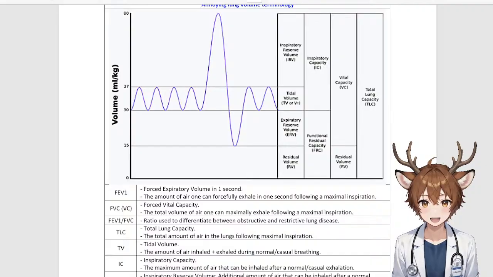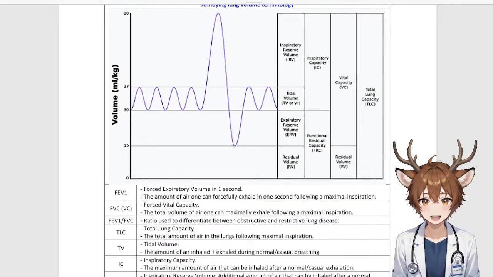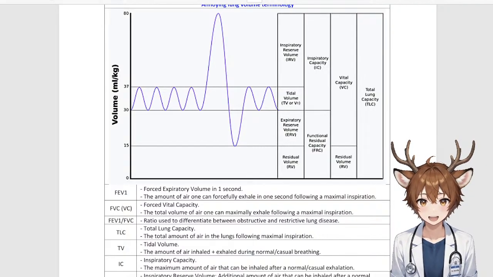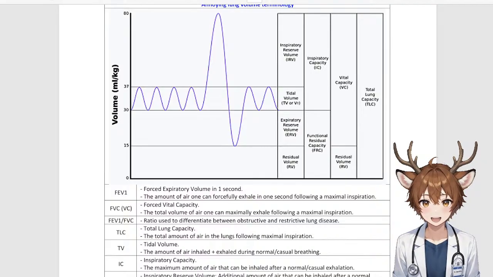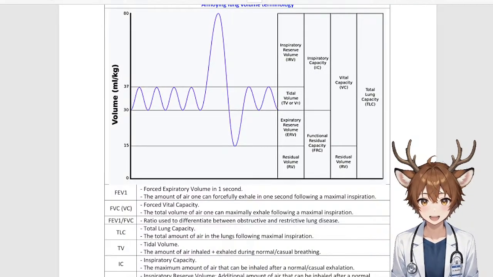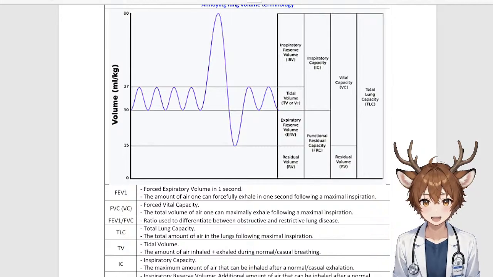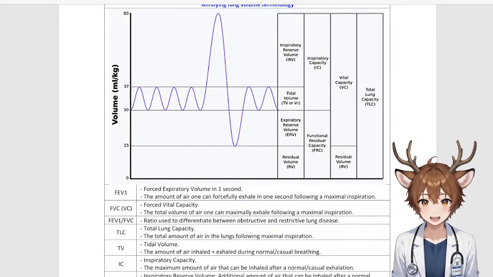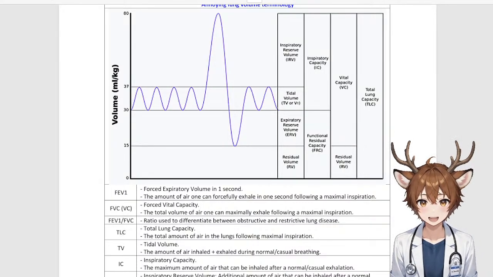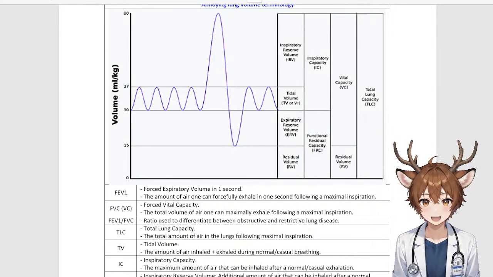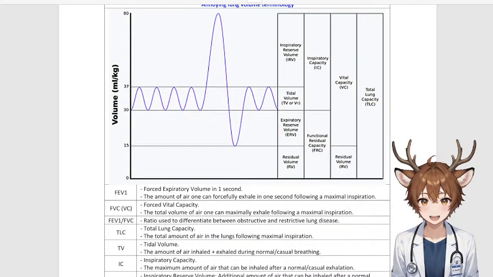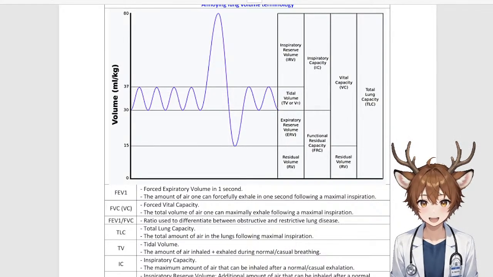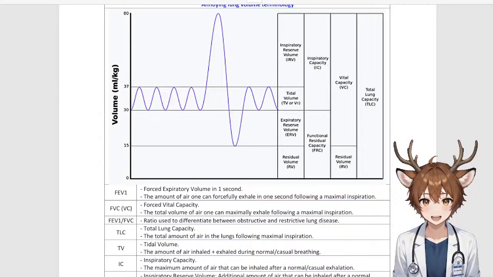So FEV1, which is the forced expiratory volume in 1 second, the amount of air one can forcibly exhale in 1 second following a maximal inspiration. FVC, forced vital capacity, the total amount of air one can maximally exhale following maximal inspiration. FEV1 over FVC is the ratio used to differentiate between obstructive and restrictive lung diseases. Basically, when you have obstructive lung disease, the air doesn't want to get out, while with restrictive lung disease, the air doesn't want to get in.